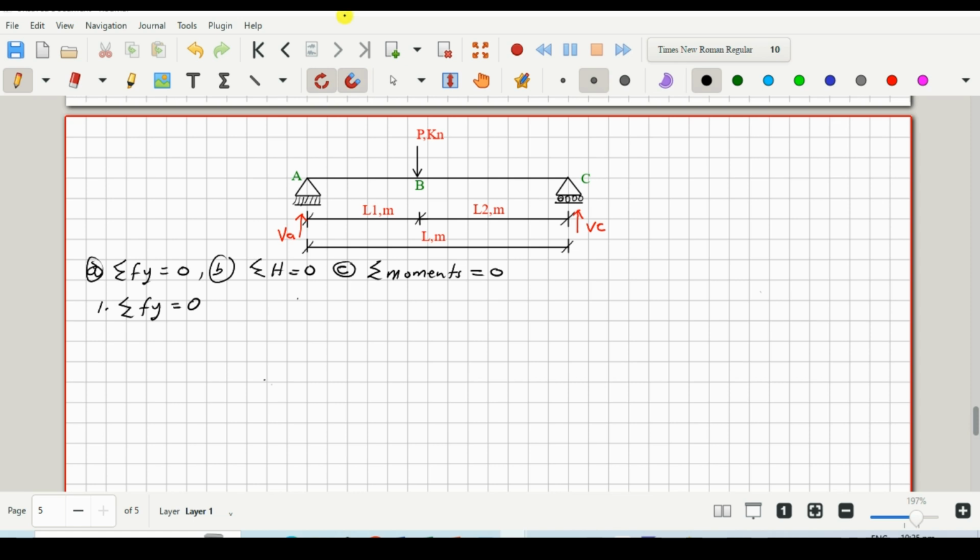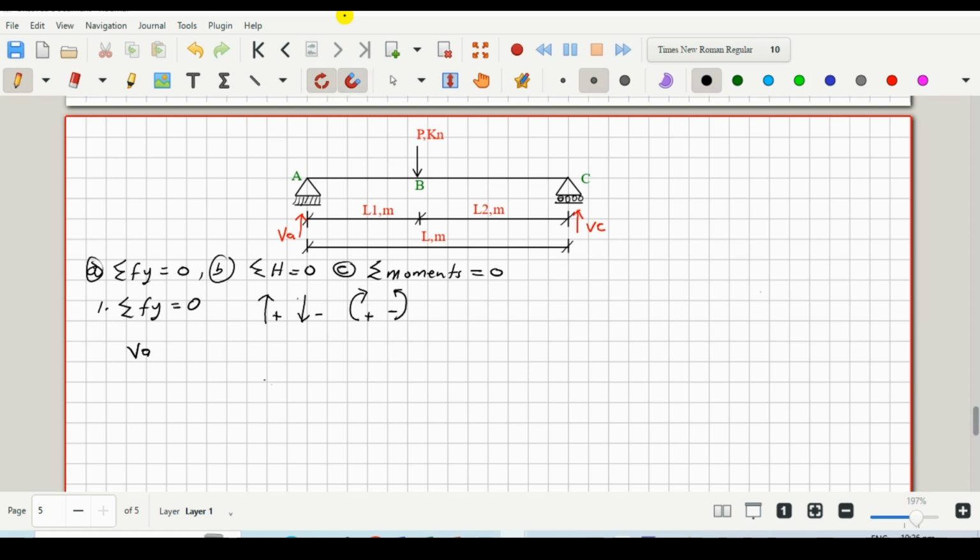Before we do that, let us try and establish our sign conventions. We would take all upward forces as positive, all downward forces as negative, all clockwise moments as positive, and all anti-clockwise moments as negative. If we consider the vertical reaction VA at support A, it is an upward force, and we've established that for all upward forces, the sign convention will be positive. So we'll have our VA, which is positive.